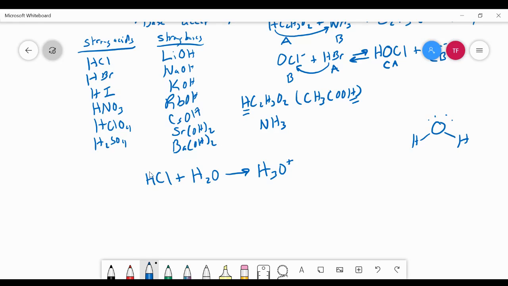Where did the hydrogen come from? From the acid. The acid donated the hydrogen to the water, and the water became the hydronium ion. So anytime you put an acid in water, it's going to make a hydronium ion because the water is going to steal the hydrogen from the HCl.